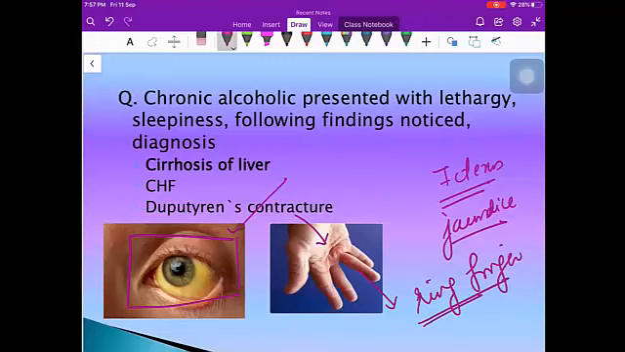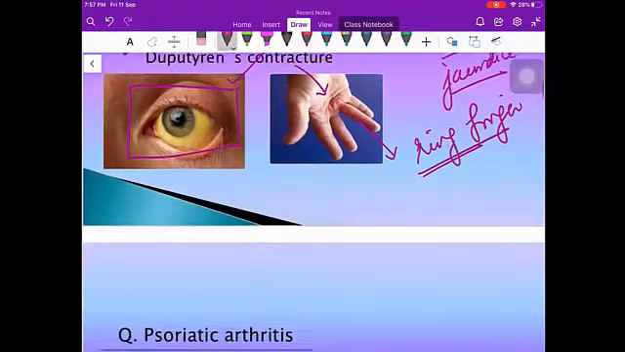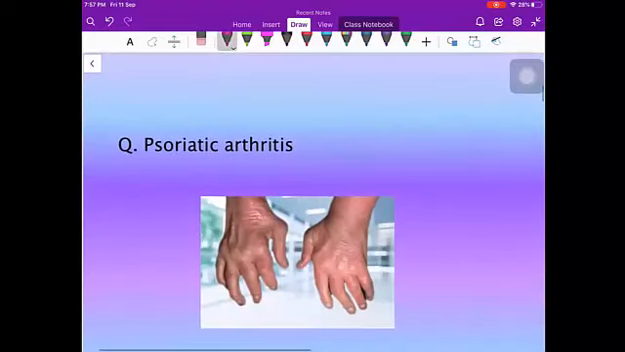According to the options, the image and the history of alcohol consumption, there were 4 options. One was cirrhosis, another was CHF, and 2 more options were given. So the answer to this question was cirrhosis of liver. For the details, please refer to the subject specialist.